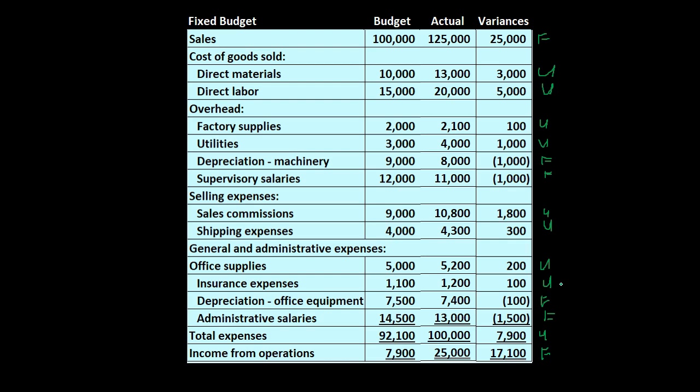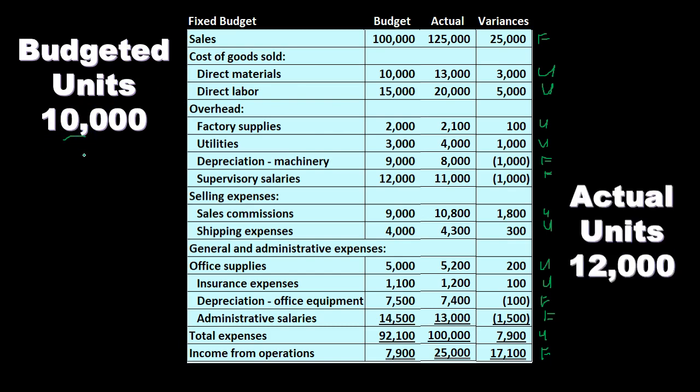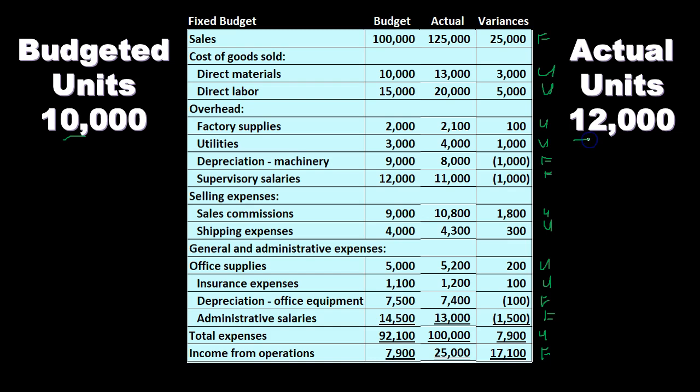But you might figure, well, what's the reason? Why would all the expenses be unfavorable and the sales be favorable? It could be that the budgeted units that we budgeted on were 10,000, let's say, and the actual units that were sold were 12,000. In that case, if we produced and sold more units than we had budgeted to produce and sell, we would expect the sales to be favorable, and it could quite possibly mean also that many of the expenses will be unfavorable, because if we produced more than we expected, you would think that the expenses of us producing that higher level would be more.